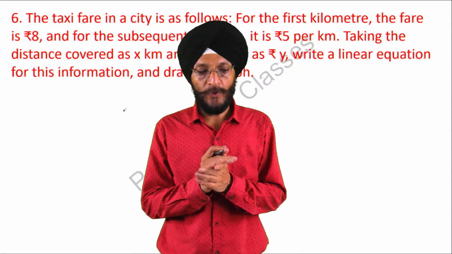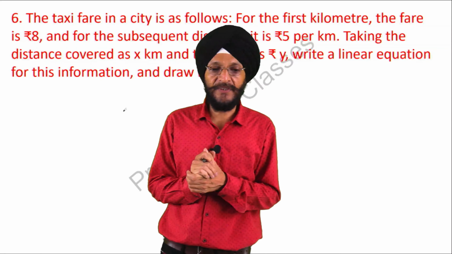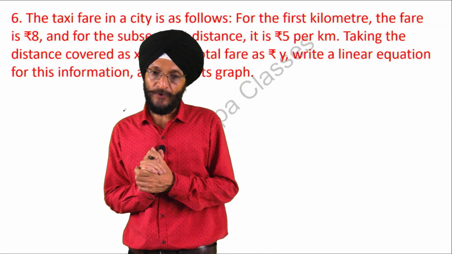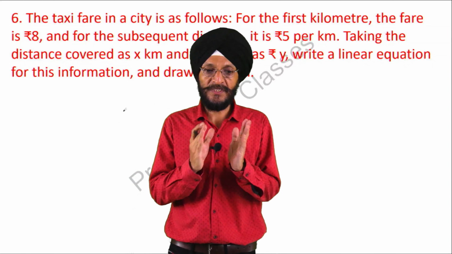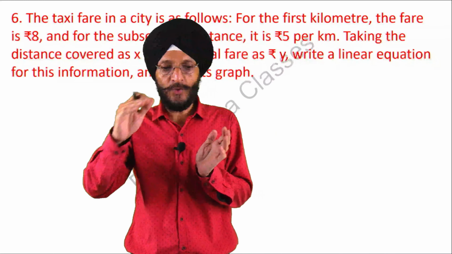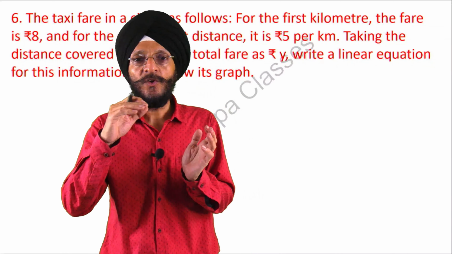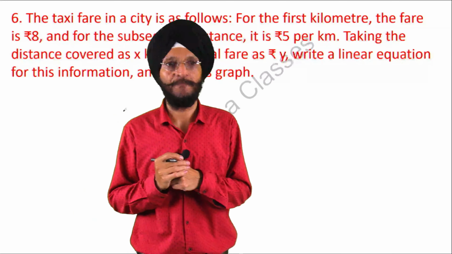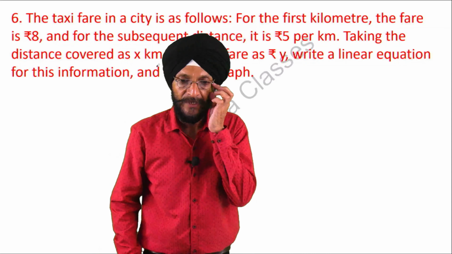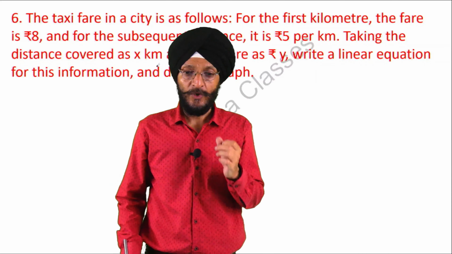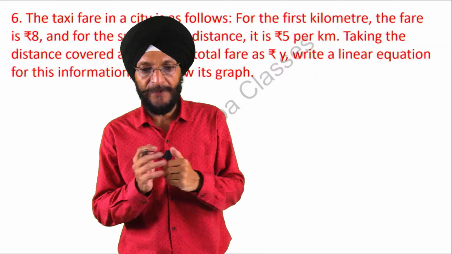Now the question before us is, the taxi fare in a city is as follows. For the first kilometer, the fare is rupees 8, and for the subsequent distance, it is rupees 5 per kilometer. Taking the distance covered as x kilometer and the total fare as rupees y, write a linear equation for this information and draw its graph.